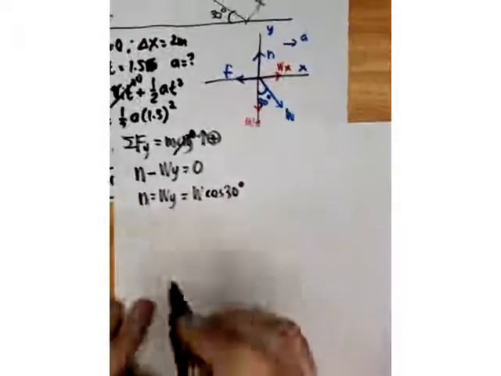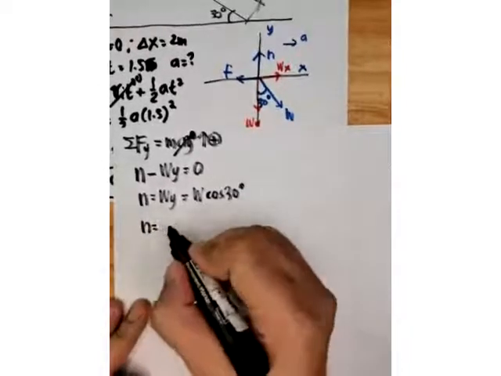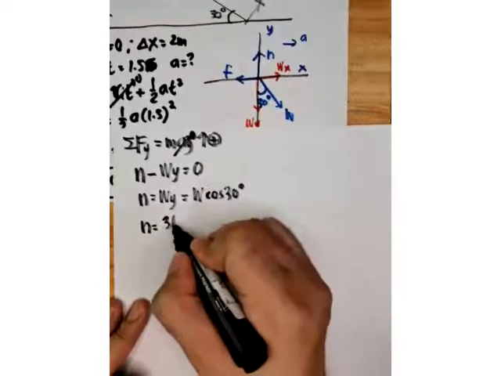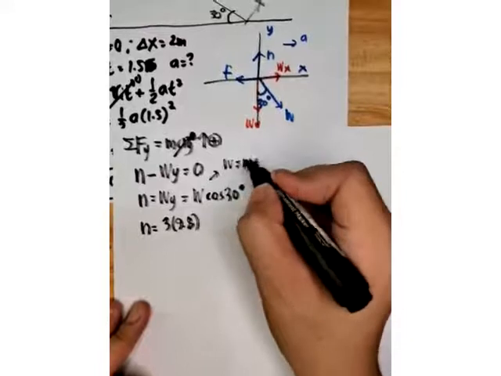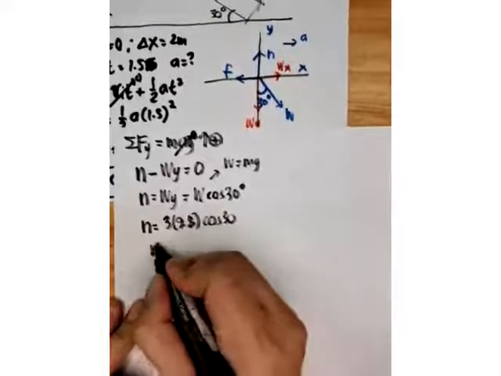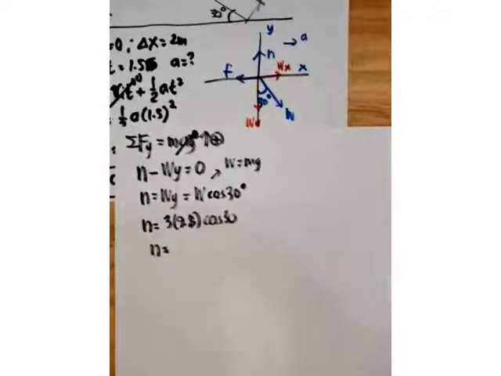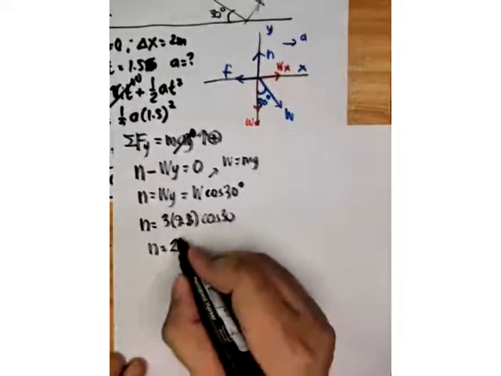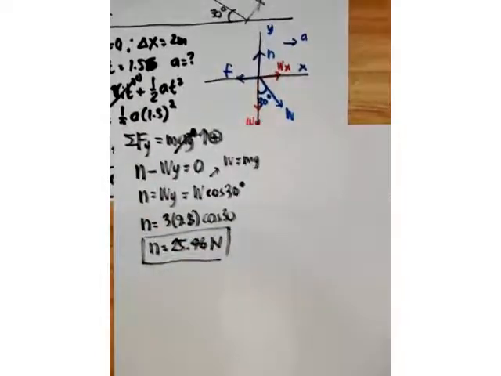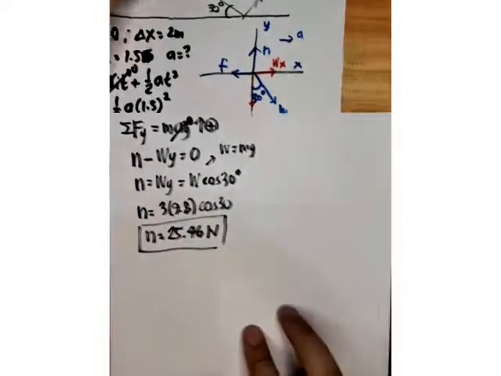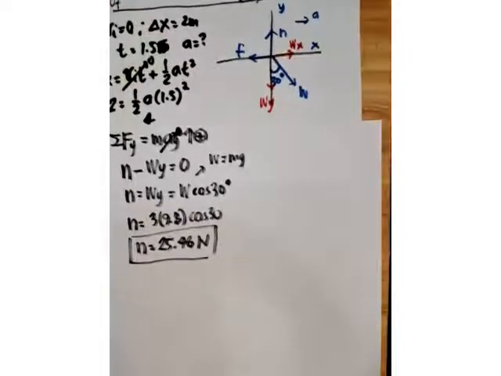Okay? So therefore, normal is equal to, what's the weight? Weight is 3 kilograms times 9.8, which is gravity. Remember, weight is equal to mg. Times cosine 30. So the normal force is equal to 25.46 newtons. Okay? 25.46 newtons.